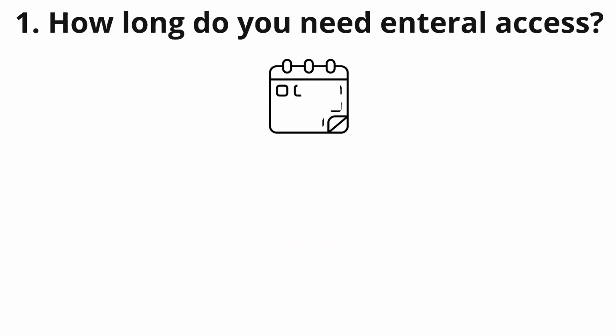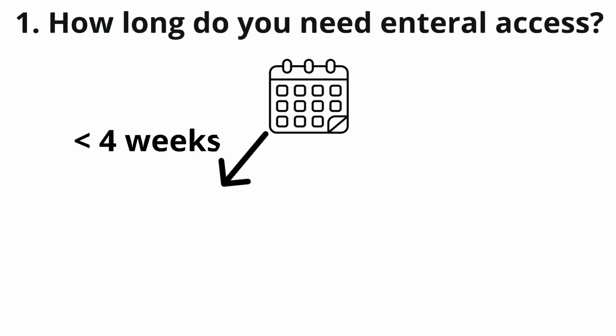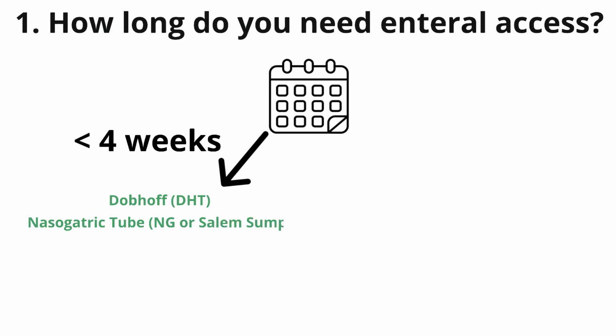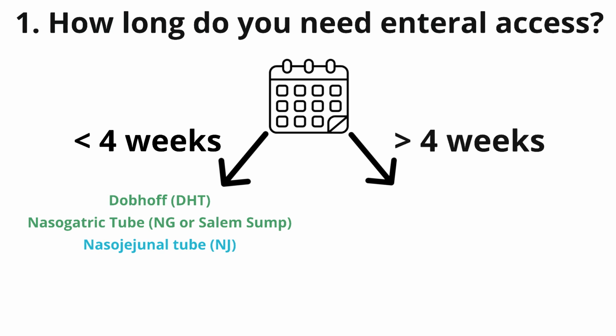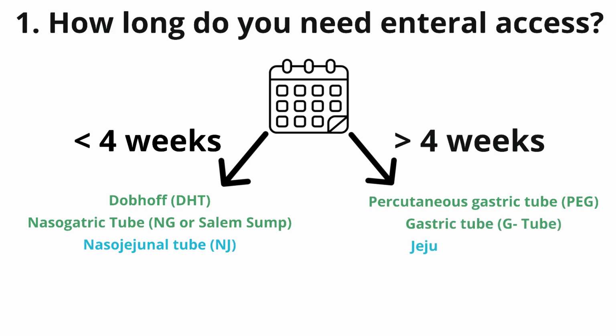Let's dive into factor number one. How long do you need enteral access? If it's less than 4 weeks, a temporary option like a Dobhoff tube, NG tube, aka a Salem sump, or endoscopically placed nasojejunal, or NJ tube, would be best. For enteral access longer than 4 weeks, more durable access options such as a PEG tube or percutaneous gastric tube, a G tube, a J tube, and the special GJ tube are appropriate. Honestly, you might not know for sure how long your patient may need enteral access, and so you often might even place a temporary option until you know further.